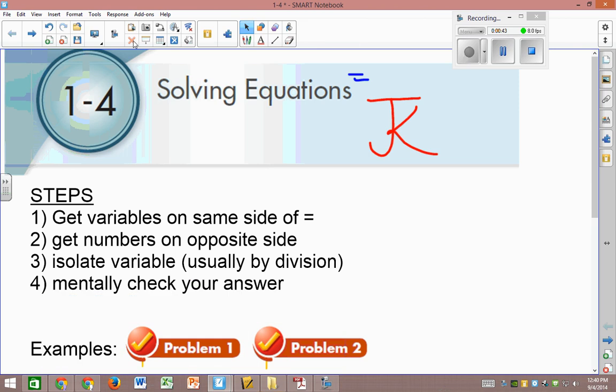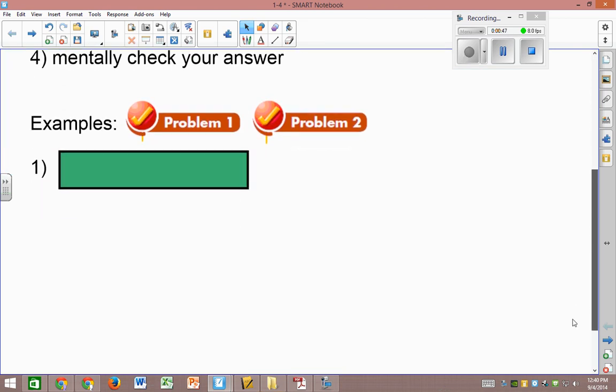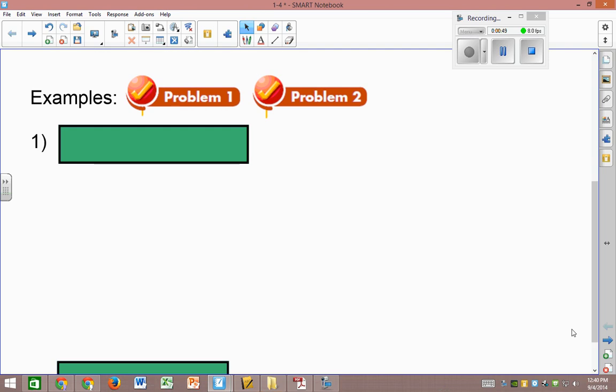Do I need to show the check on paper? Not if it's mentally. Okay, cool, because mentally means in your brain. Oh, is that what that means? Yeah.